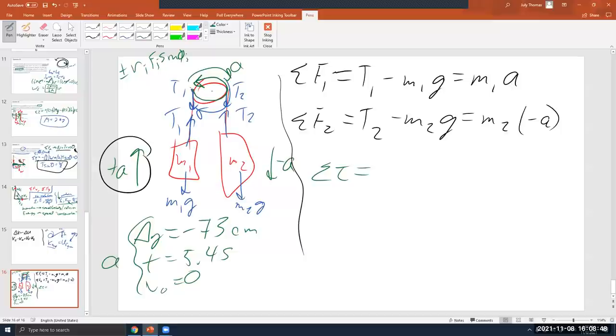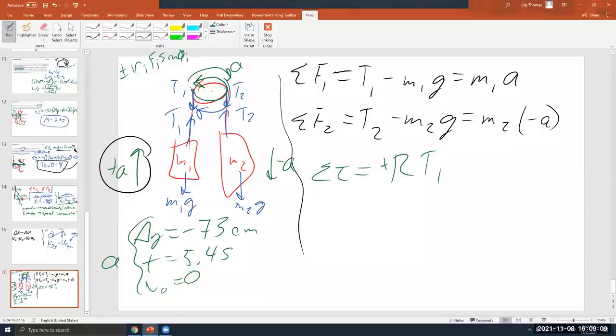So T1 gives me counterclockwise rotations. That's a positive. What is my R sub I for T1? It's just the radius of the pulley. What is the force? T1. What is the sine of theta? 90 degrees, because it is a tangential force. So a sine of 90 is 1.